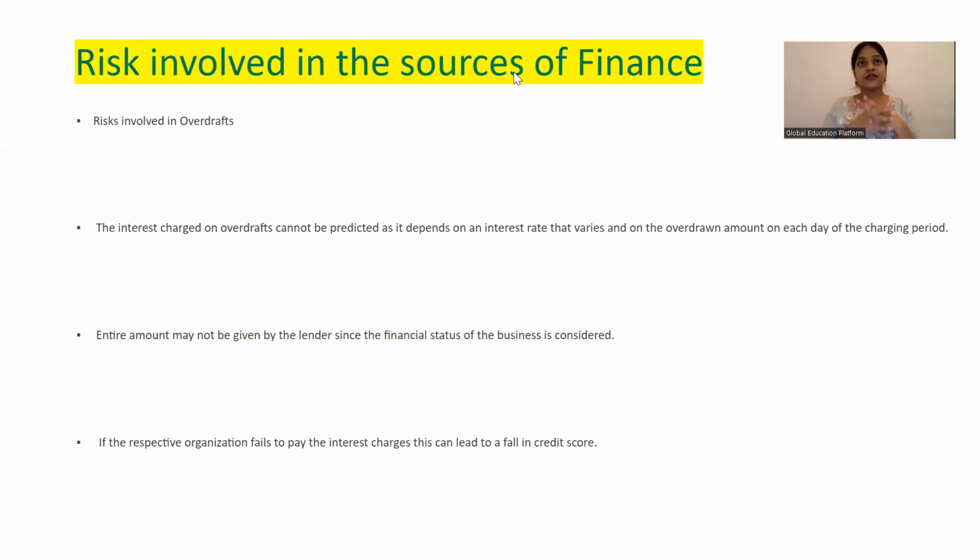And then we've also looked at the different types of finances, focusing on short-term finances and long-term finances. So we discussed several things there. Having gone through that, next will be the risks involved in the source of finance, and for that, we will continue with the next class.